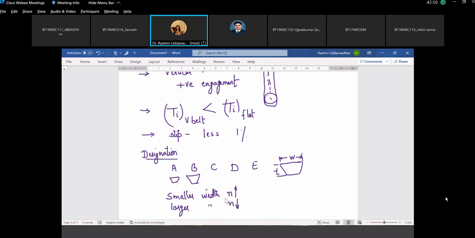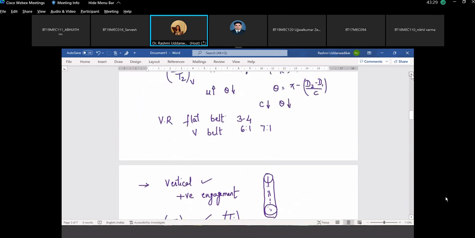So what happens with increase in number of belts? What if you have to use 7 belts or 8 belts instead of 3 belts? What happens with more number of belts? Vaishnavi? Manufacturing cost increases, okay. What else? If one fails, others are affected.